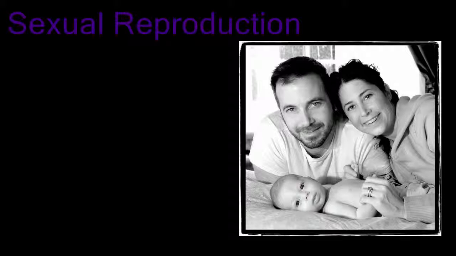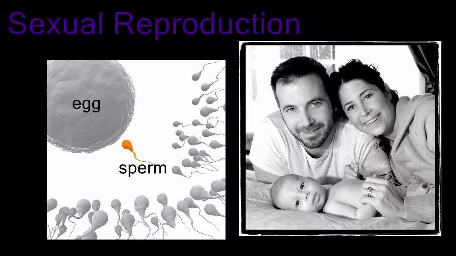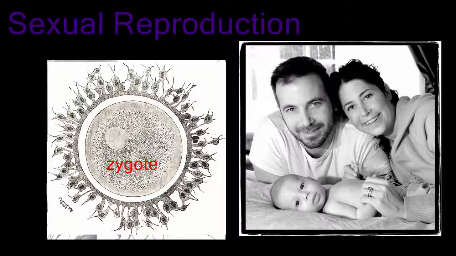Sexual reproduction involves two parents, each contributing half of the genetic material to their offspring. It requires the fusion of egg and sperm to form a zygote, which develops into a new individual. Contrary to what you might think, sexual reproduction does not necessarily involve the act of sex.